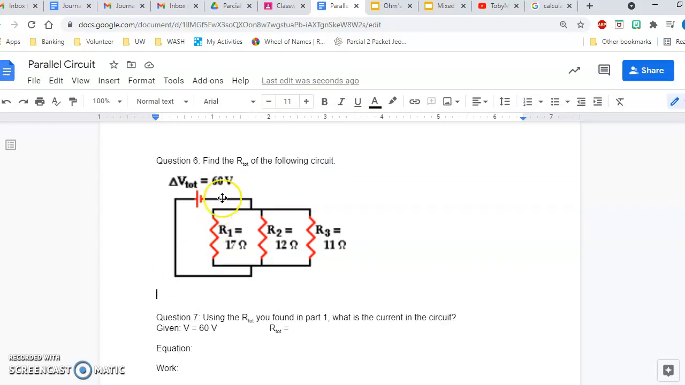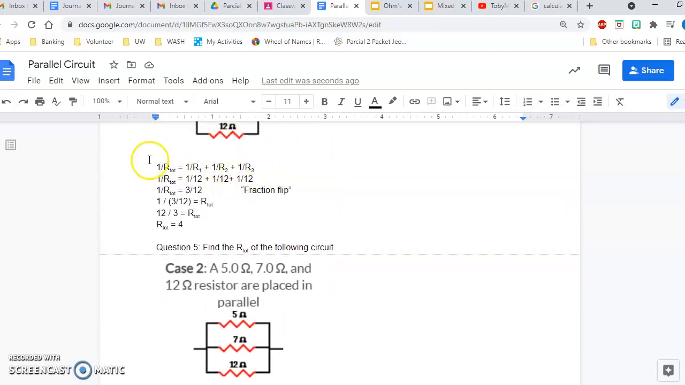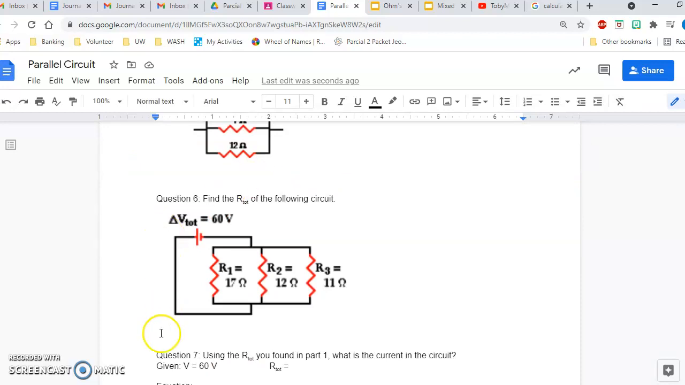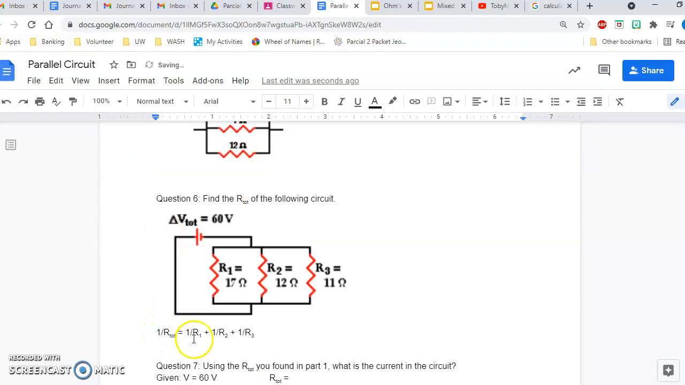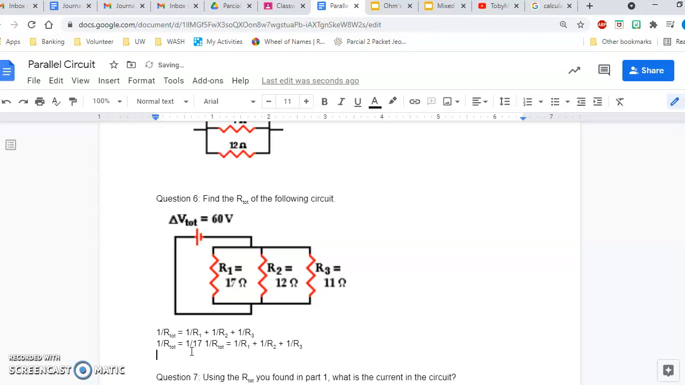So we're going to find R total, just like we did up here. Our equation we're going to use is this one: 1 divided by R total is equal to 1 divided by R1 plus 1 divided by R2 plus 1 divided by R3. So we're going to say 1 divided by R total is equal to 1 divided by 17 ohms.